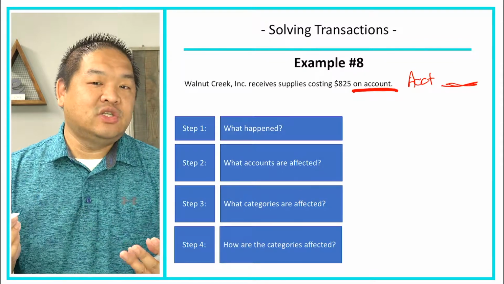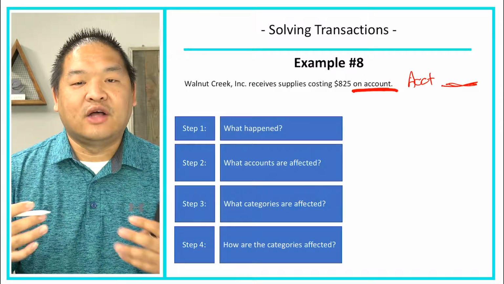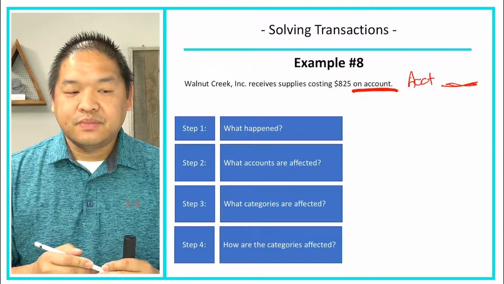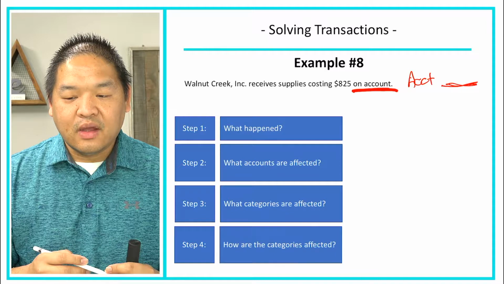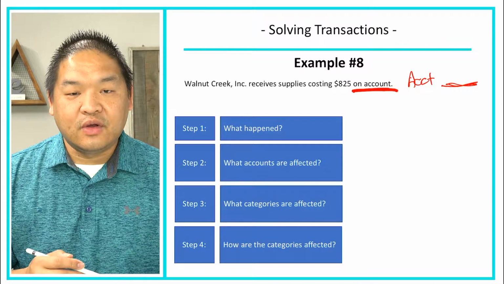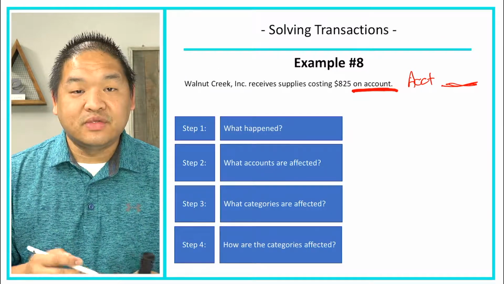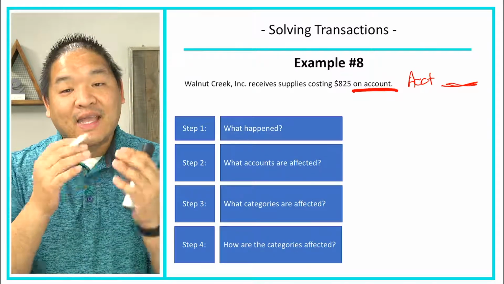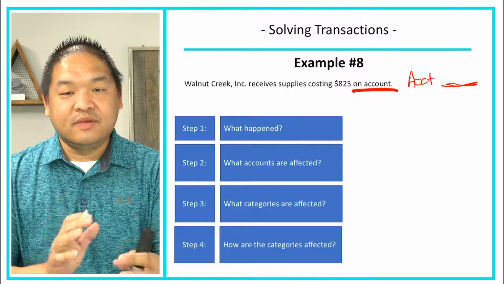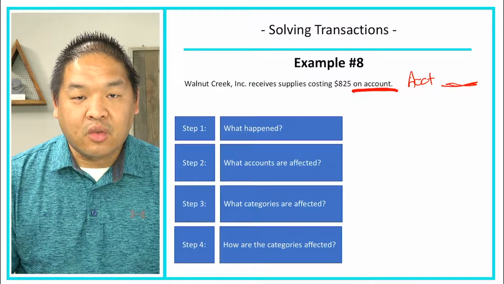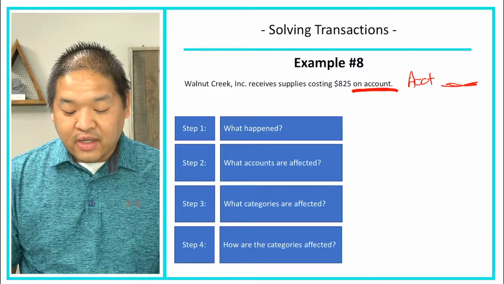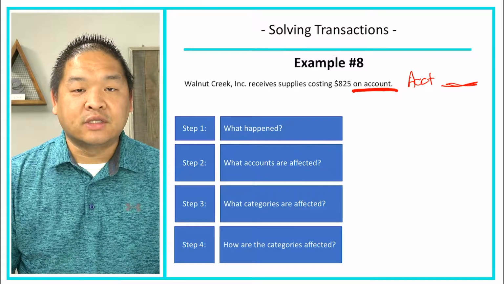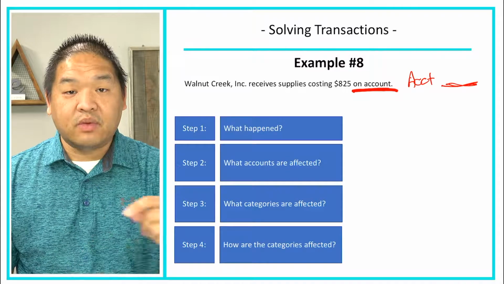Sometimes when I teach this, I'll say on account means accounts receivable. And then we go through the semester and a student goes, why is it receivable or payable when you said it was a receivable? Well, it's both. On account means accounts, and then it could be payable or receivable depending on the context of the question. So in this case, Walnut Creek Inc. receives supplies costing $825 on account. So the question is, is this accounts payable or receivable?